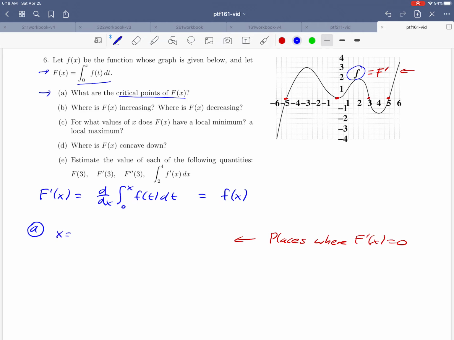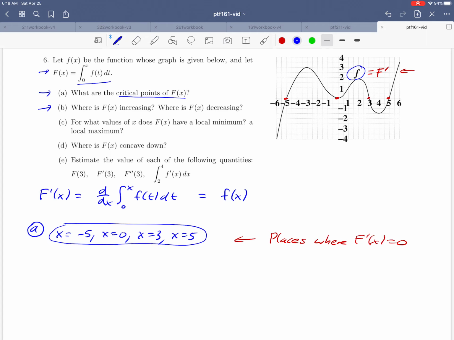So let's see, what are those? Looks like we've got one at -5, 0, 3, and finally at 5. Those are our answers. Those are the places where capital F prime is equal to 0. Okay. And what about part B then?